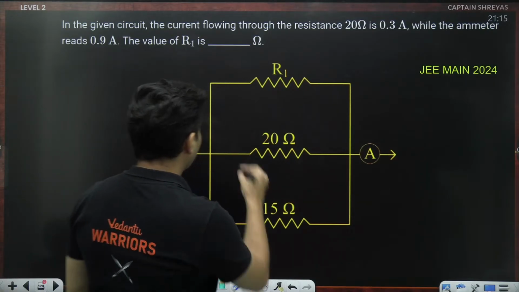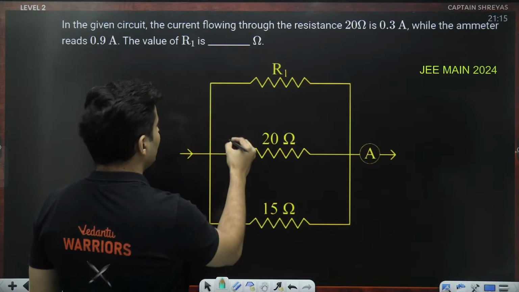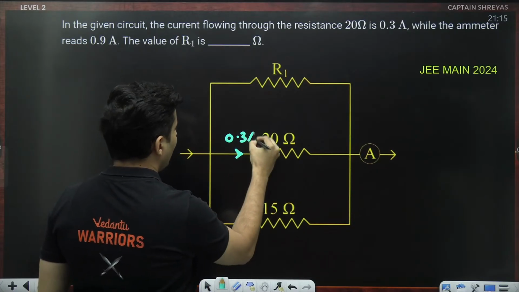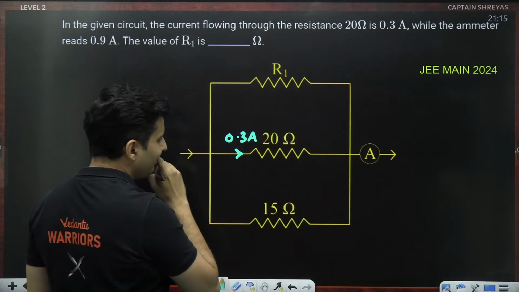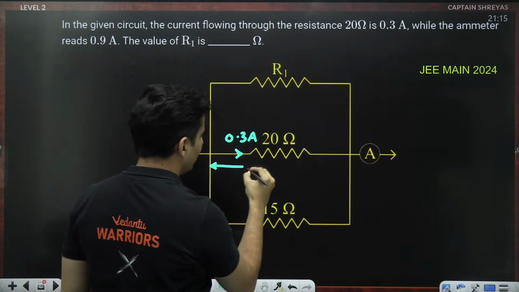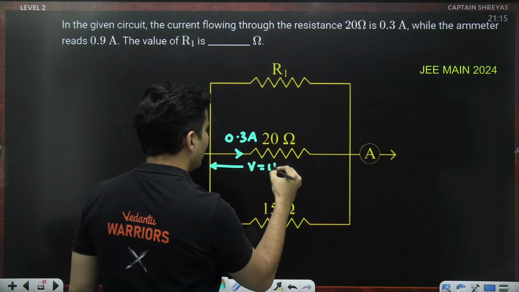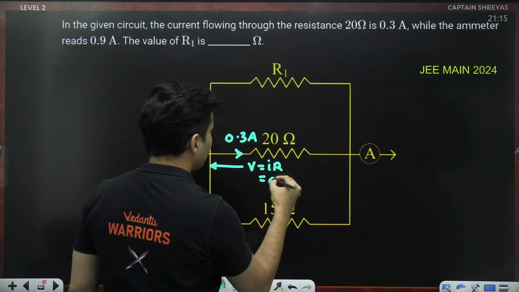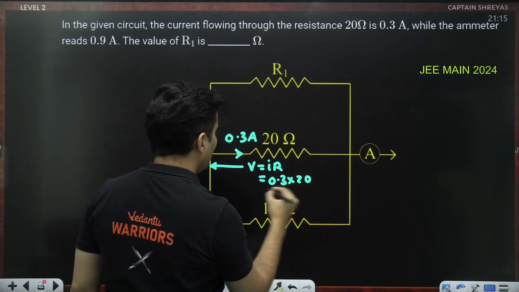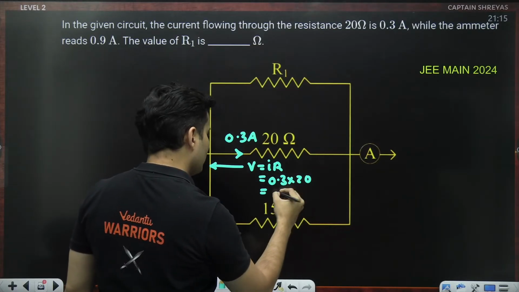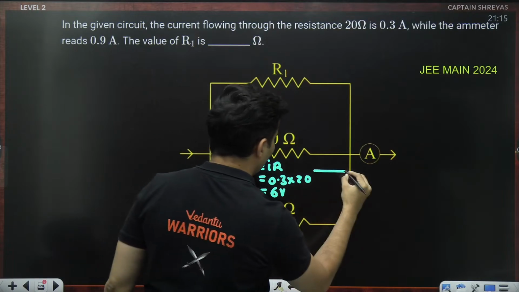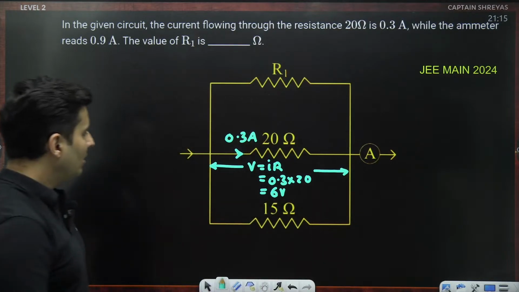What do we do? I know that the current in this particular branch is 0.3 ampere. Current into resistance will give me the voltage. So what do I do with the voltage? Well, see, V is equal to IR. If I use that, current is 0.3 multiplied by 20. Point cancels, 0 cancels. So 6 volts. 6 volts is the voltage between these 2 points.